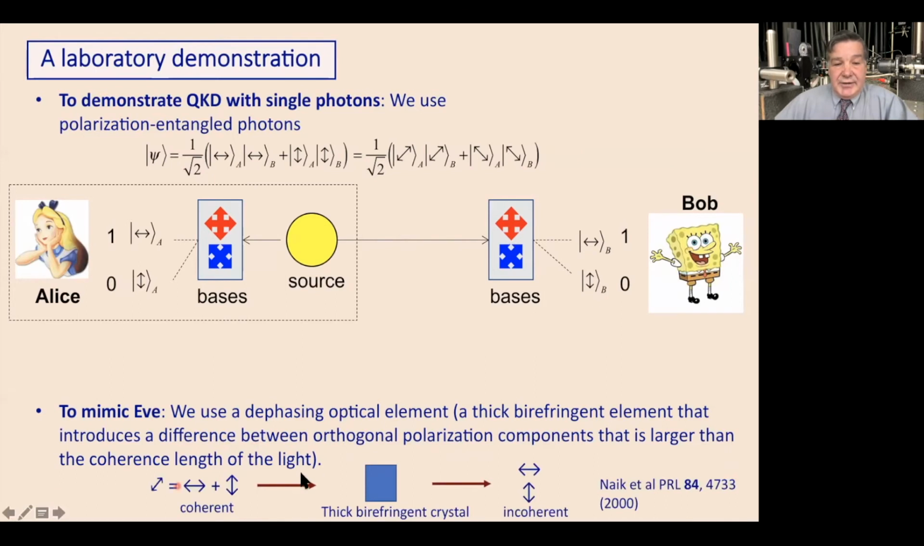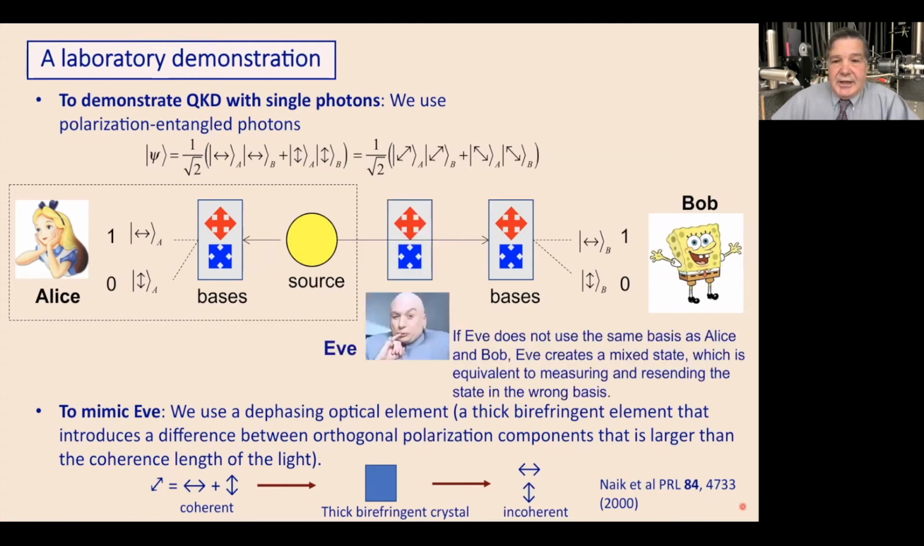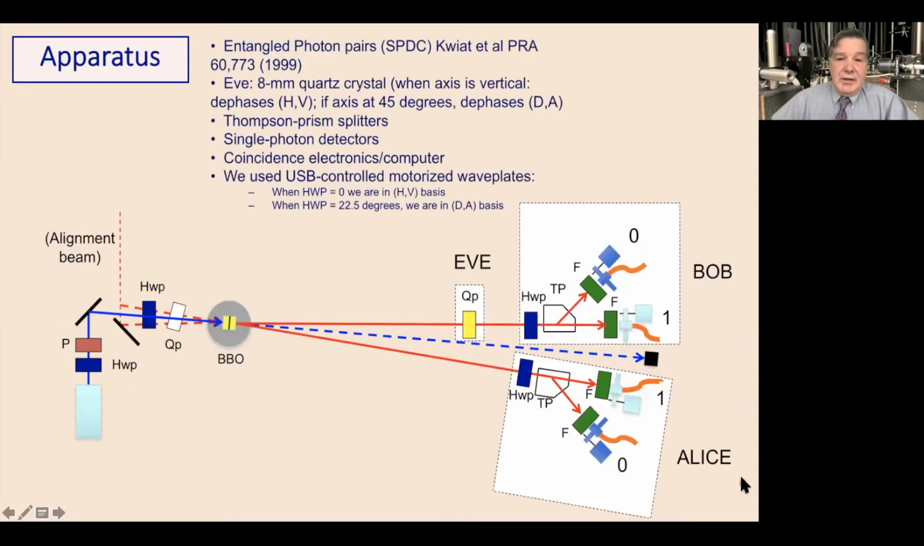And so something like this, so that you have, if you have a state like this, that is a coherent superposition of horizontal and vertical, this birefringent crystal makes them incoherent. And this idea was first put forth in the year 2000. Although when we thought of it, we thought we had discovered something, but then we realized that they had done it first. And then, if Eve doesn't use the right basis, then Eve creates a mixed state, which is equivalent to measuring and resending the state in the wrong basis. And then that's the apparatus.